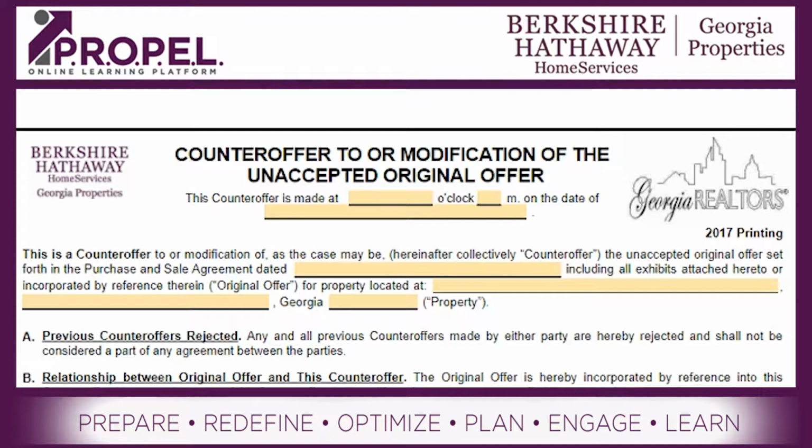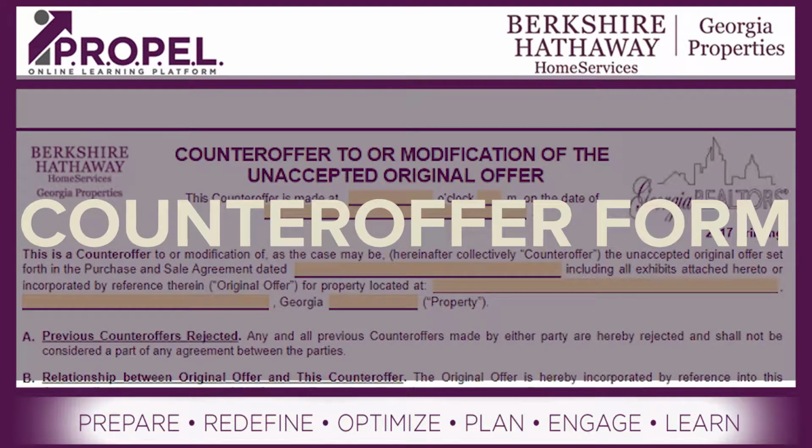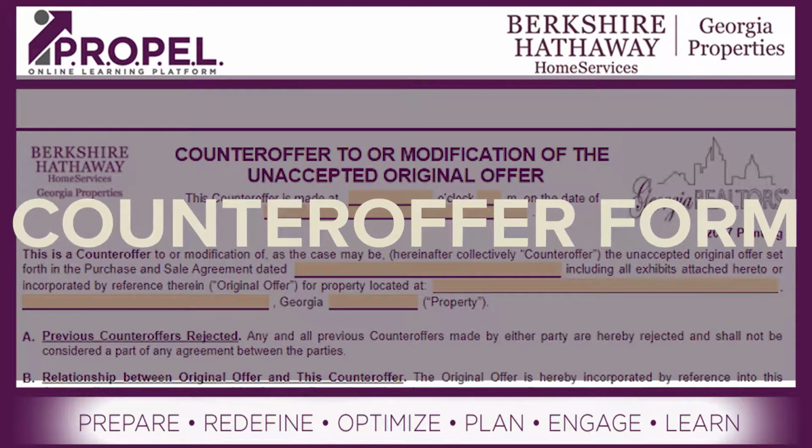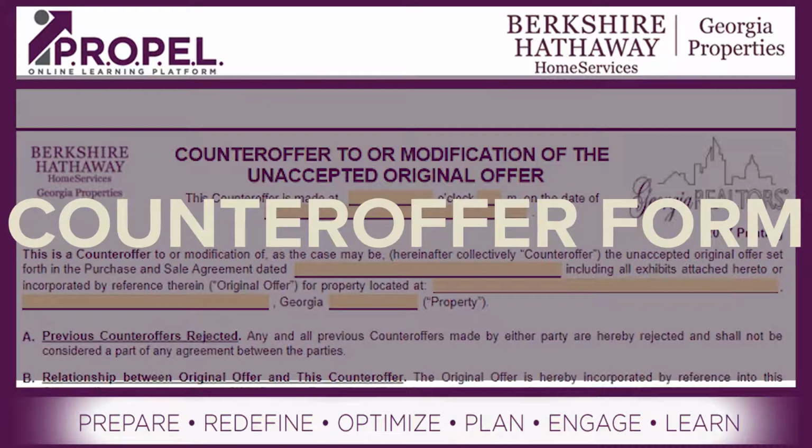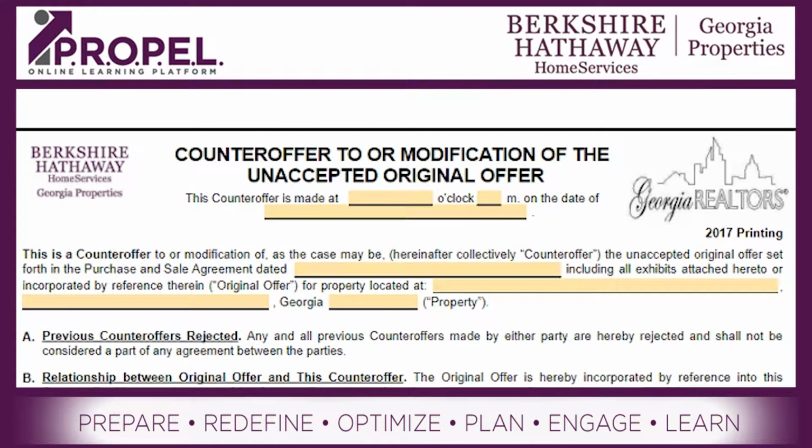Just wanted to talk to you about this form, the Counteroffer to or modification of the unaccepted original offer. This is quite simply known as the Counteroffer Form. So if you're representing a buyer, you're putting in an offer on behalf of your buyers, or you're representing the seller and you have received an offer and you'd like to counter that offer, this would be the form that you would use. So in this form, you're going to put in a date up here and a time.